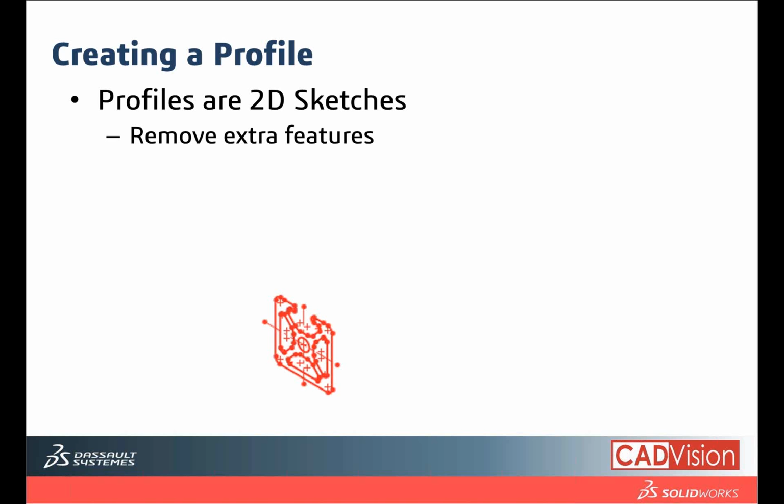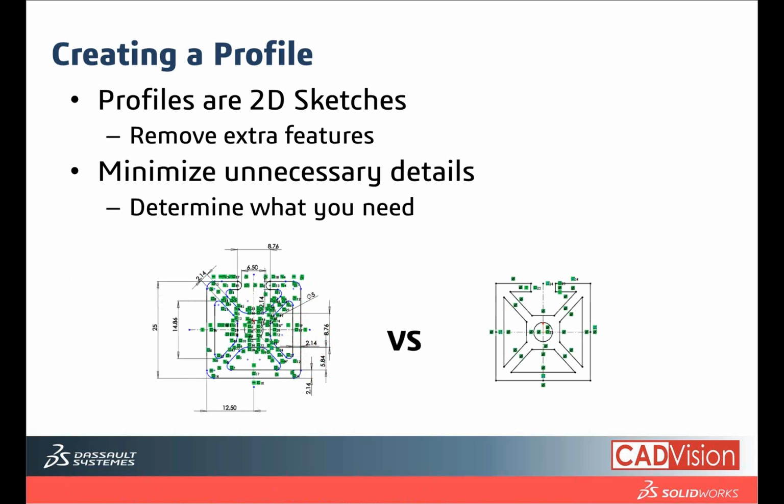Then it will give you these profiles, these weld profiles. So you will see a lot of relationships and a lot of dimensions here. In most cases, we don't want all these dimensions and all these relations, because the more dimensions and the more relations you put in, it will actually slow down the interface of your SolidWorks.